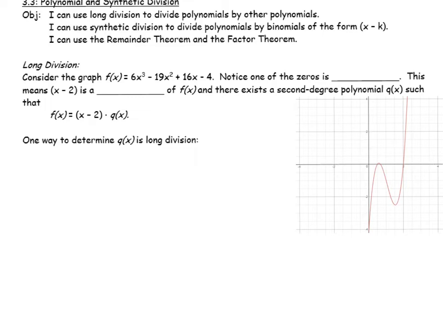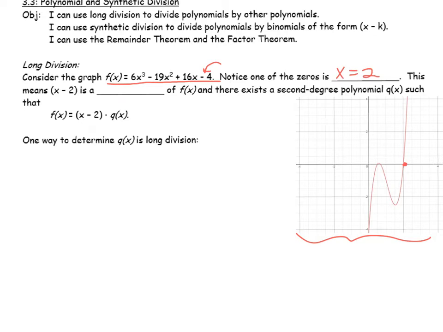It says consider the graph f of x equals 6x^3 minus 19x^2 plus 16x minus 4. So go ahead and make that change to minus 4. That's the graph over here on the right. Now it says, notice one of the zeros is... As I look at this graph, I can tell it's divided by 2's, and I see pretty easily that there's a 0 at x equals 2. That means that's where it crosses the x-axis.